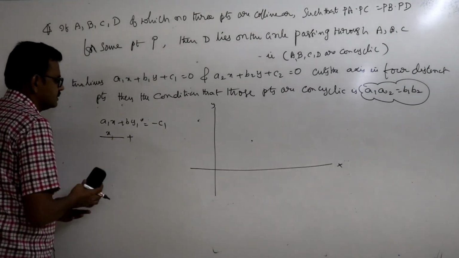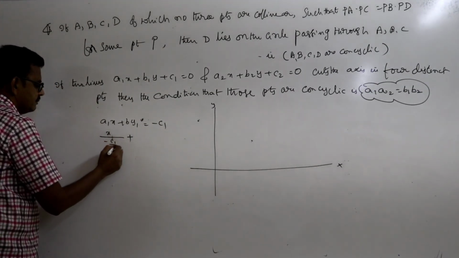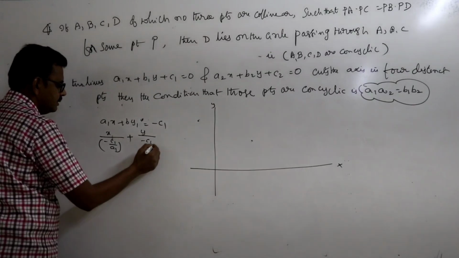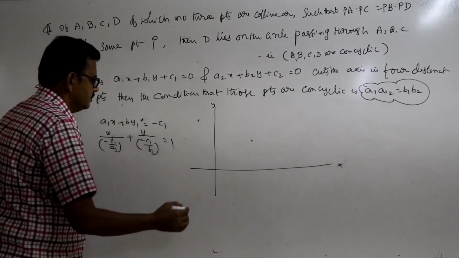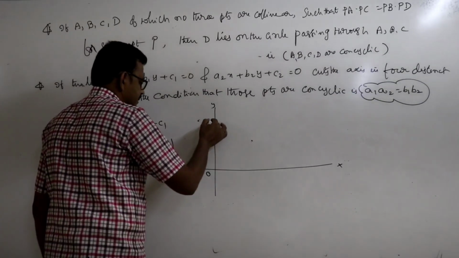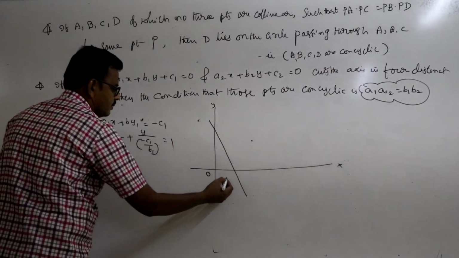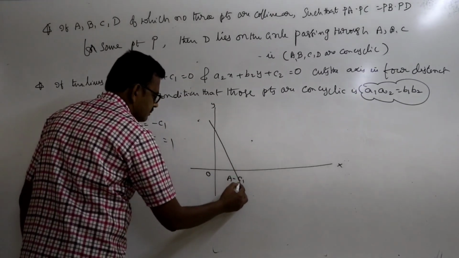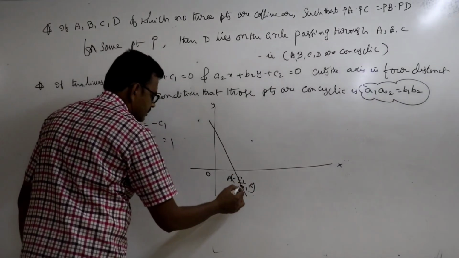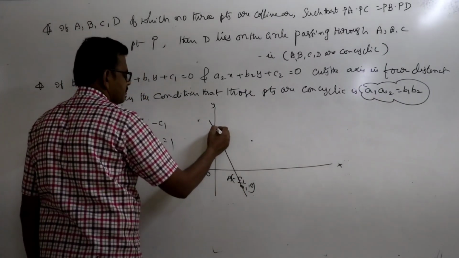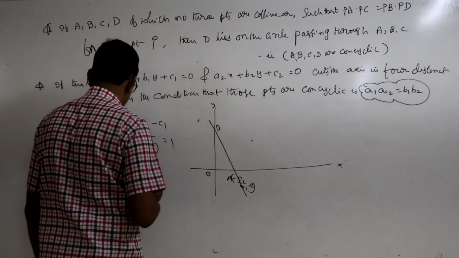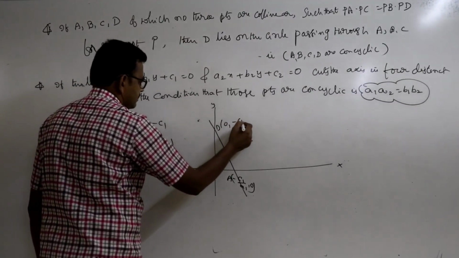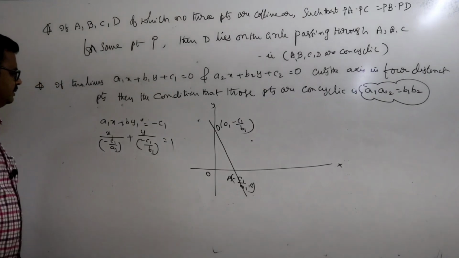This is x by minus C1 by A1 plus y by minus C1 by B1 is equal to 1. So these coordinates, for the first line, suppose the coordinates are minus C1 by A1 comma 0, and treat these coordinates as D. The coordinates D are 0 comma minus C1 by B1.